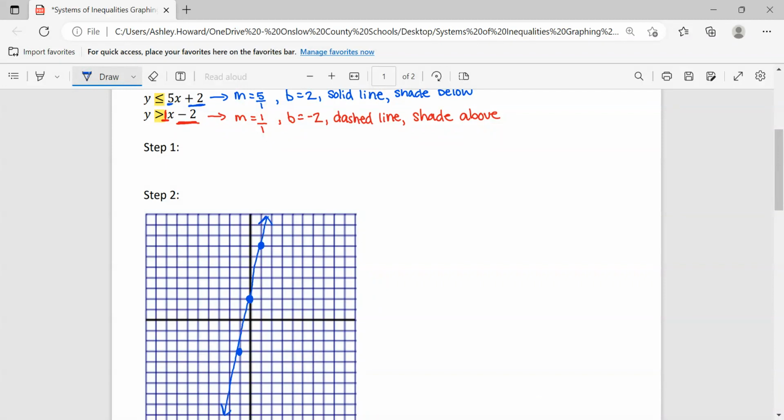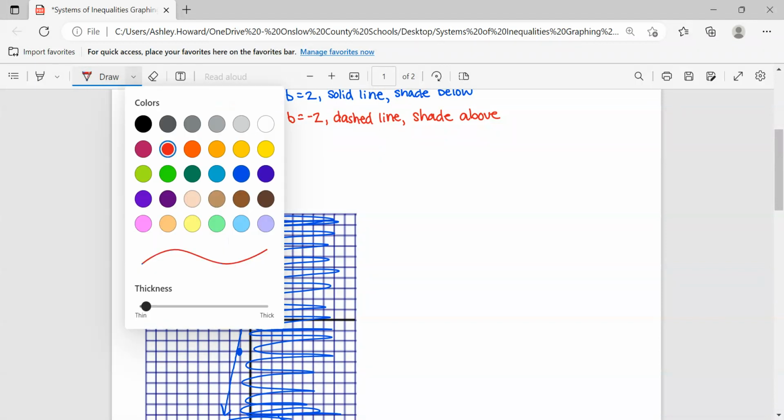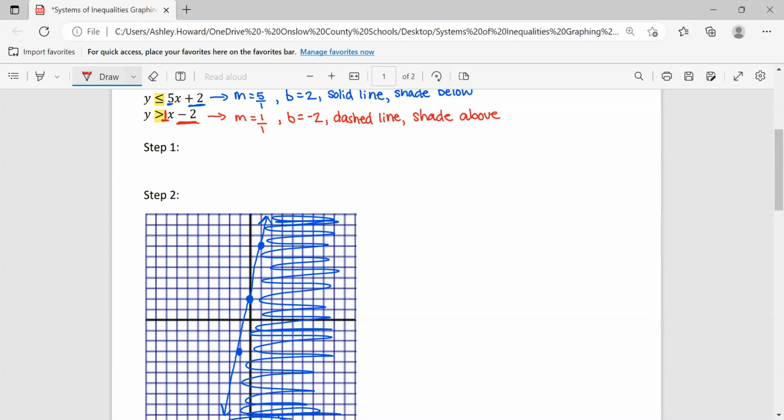Okay, so that one was a solid line when we connected. And now we're going to shade below the line. Okay, so that's the graph of our first equation, or inequality. And then we're going to go ahead and swap over and graph the second one. So when we connect that one, remember that one's going to be a dotted line.